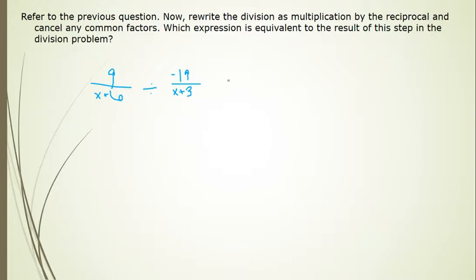So now we can rewrite this. We keep the first one the same, 9 over x plus 6. We change the sign, so instead of division, it's now multiplication. And we flip the last part, or we get our reciprocal, which is what we got in the last problem, x plus 3 over negative 19. So now we have this as a multiplication.